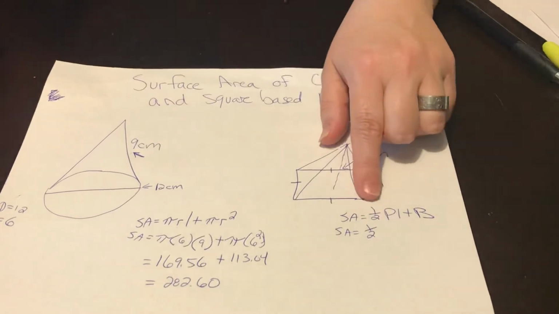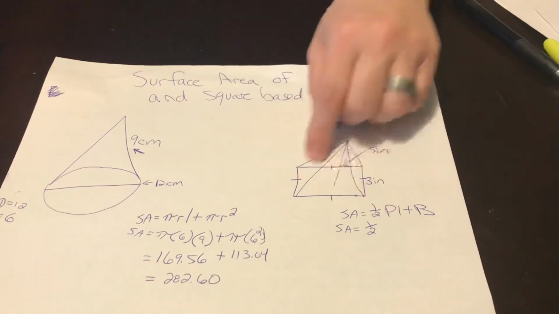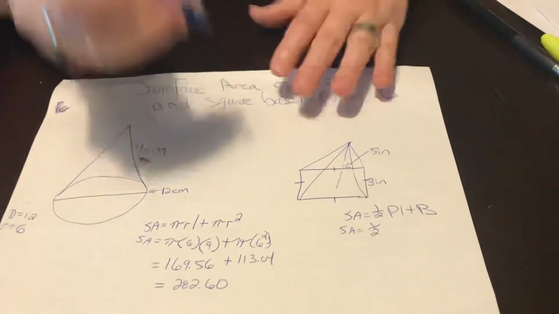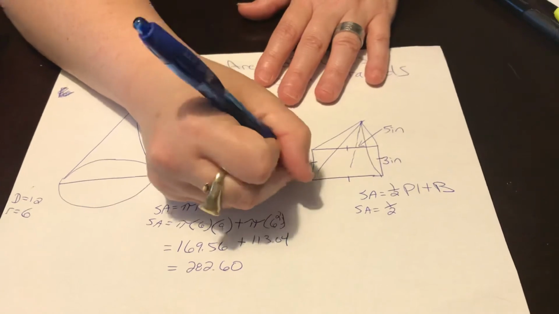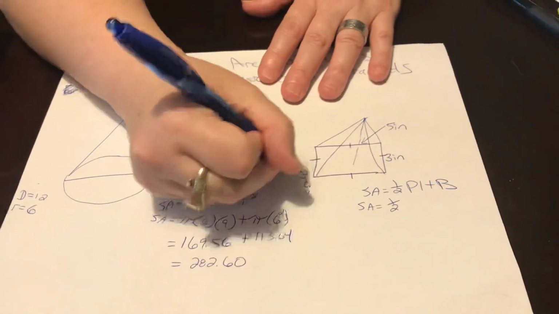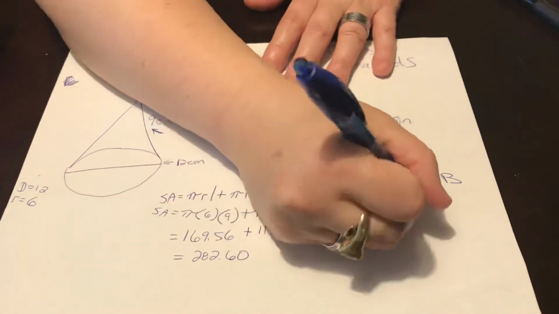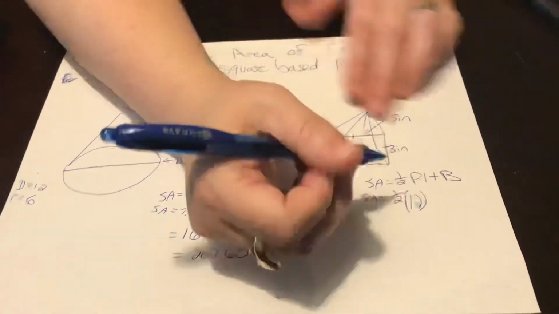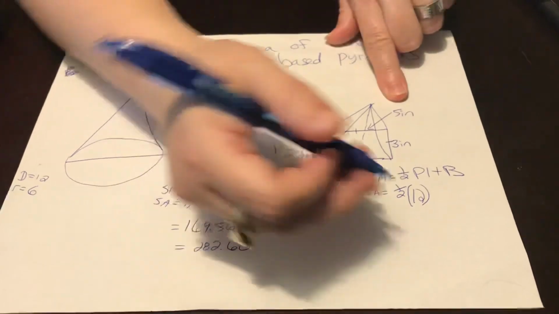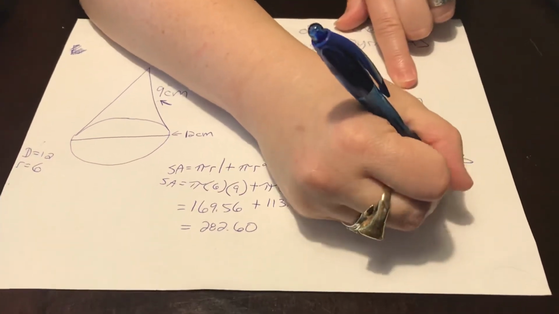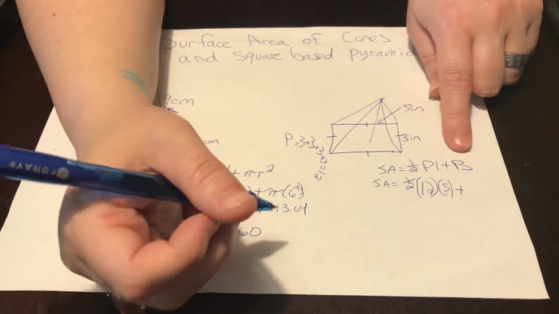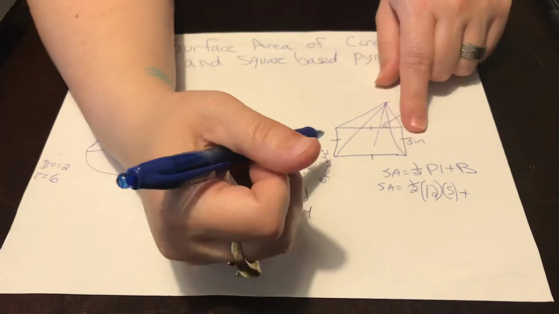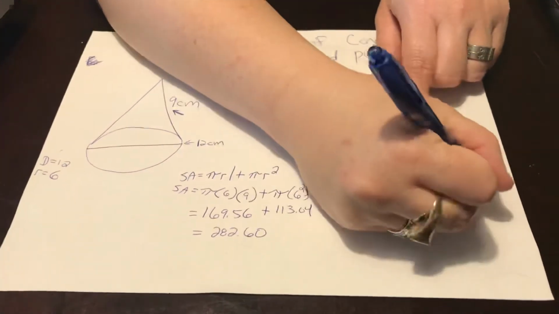Now, let's look at it. The first thing, we have 1/2. That stays like that. The P is the perimeter of the base. This base is 3, so the perimeter for the base is going to be 3 plus 3 plus 3 plus 3, which equals 12. We're going to put a little parenthesis. Then it's times the slant height, which is 5. We're going to put another parenthesis. Plus the B. The B is the area of the base. Remember, I told you the area of the base. The base is 3, so 3 times 3 is 9.